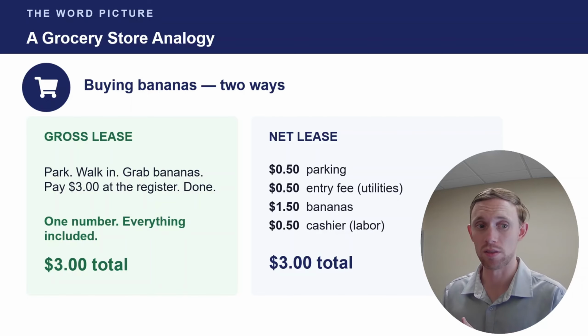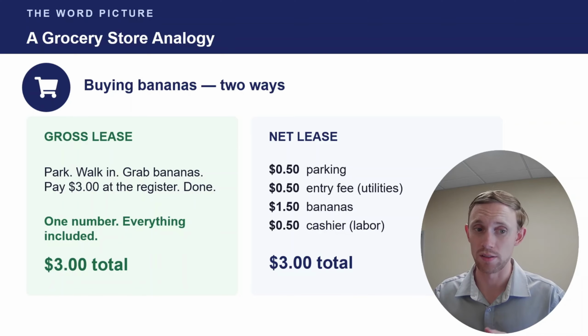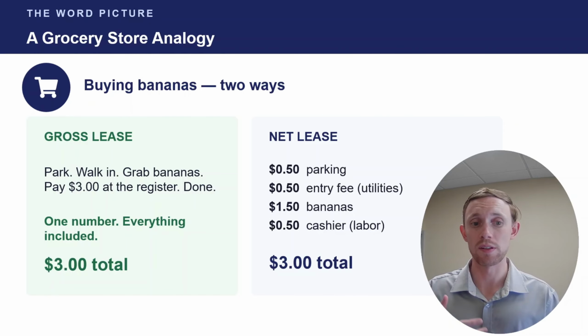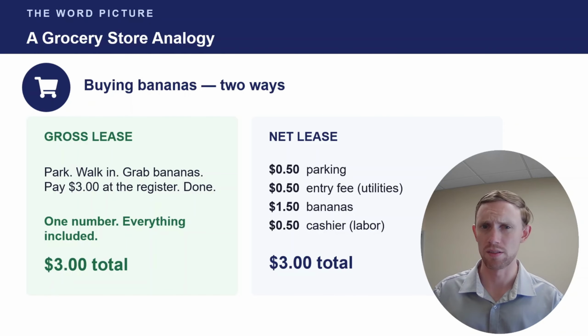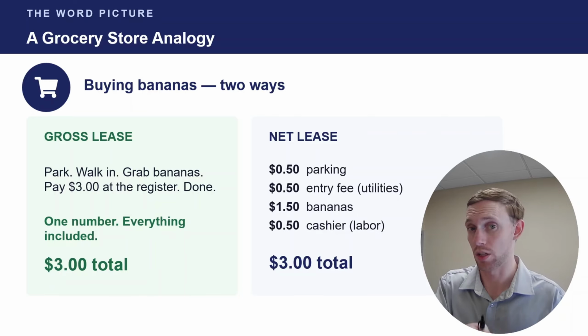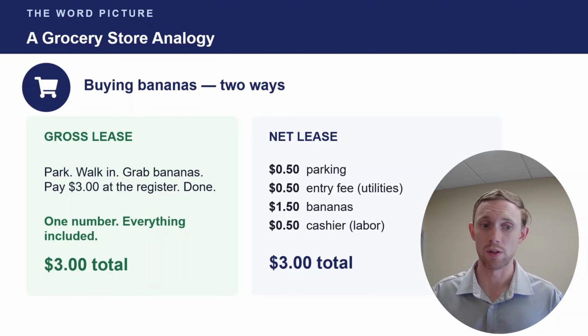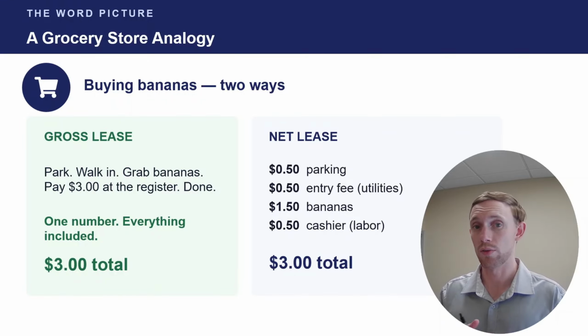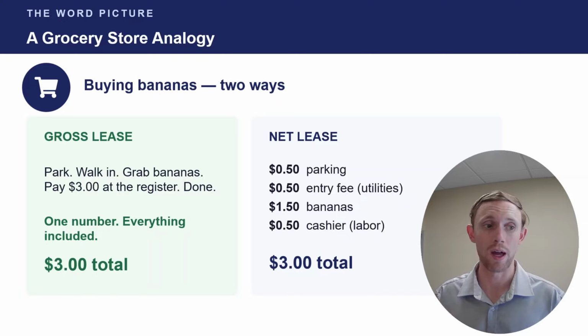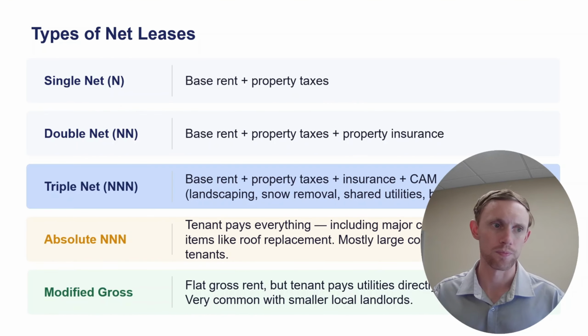However, in a net lease scenario, those expenses get broken down. So you park, and it's 50 cents. And you enter the building, and it's 50 cents to cover utilities and building expenses and all that. And then you go buy the bananas, and they're $1.50, which is what the bananas actually cost you. And then you go to the cashier, and that charges you 50 cents for the labor. And in total, it's $3 again, but it was broken out. That's a gross lease versus a triple net lease. Gross is one number. Triple net is breaking it out into the separate expenses of that lease.